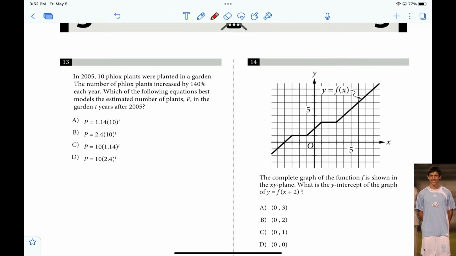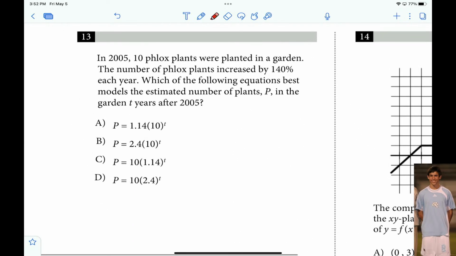All right, so 13. Now dealing with percent change. It says in 2005, 10 phlox plants were planted in a garden. The number of phlox plants increased by 140% each year. Which of the following equations best models the estimated number of plants P in the garden T years after 2005?